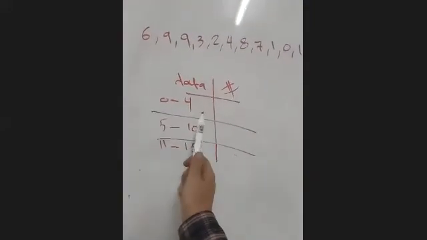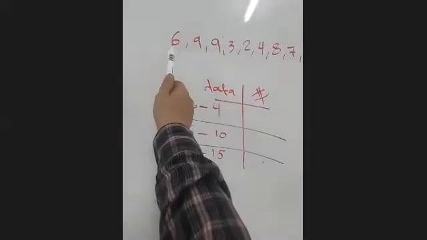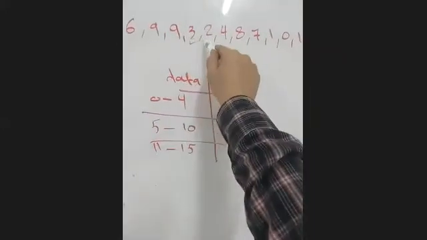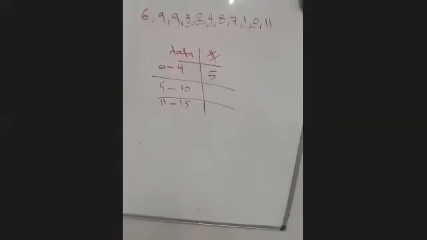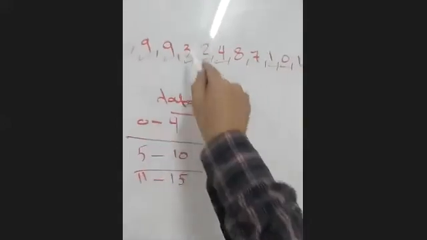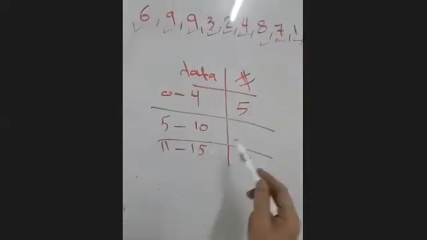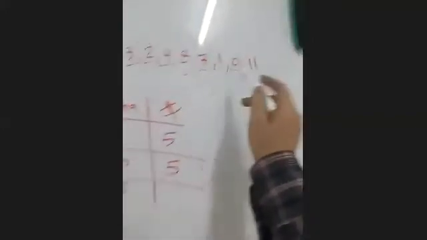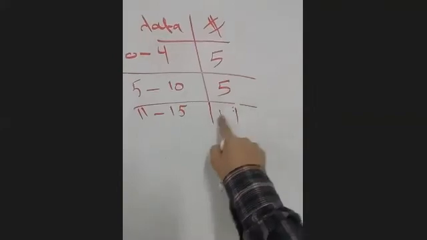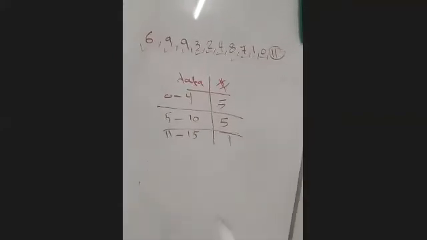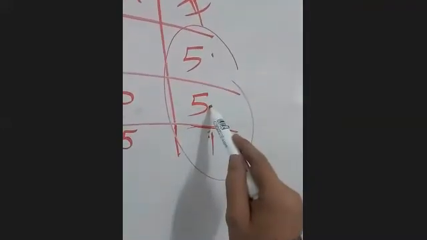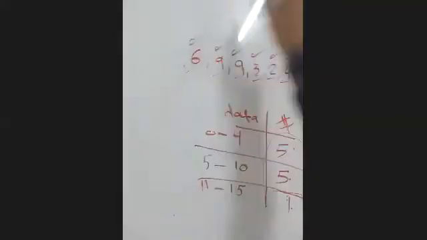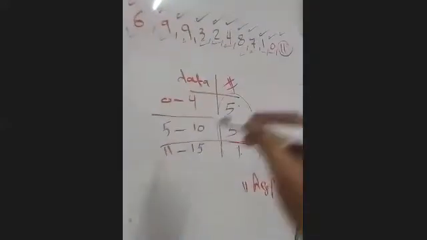Now, from 0 to 4, how many numbers are there? I will count: 1, 2, 3, 4, 5. So I have 5 responses from 0 to 4. From 5 to 10, 1, 2, 3, 4, 5, we have 5 responses. From 11 to 15, I have only one response, which is the 11. If I want to know how many people I surveyed, I add 5 plus 5 plus 1, I have 11 responses. If you count your data, 1 to 11, same number. This is how we turn it into a table, just counting and putting the number.